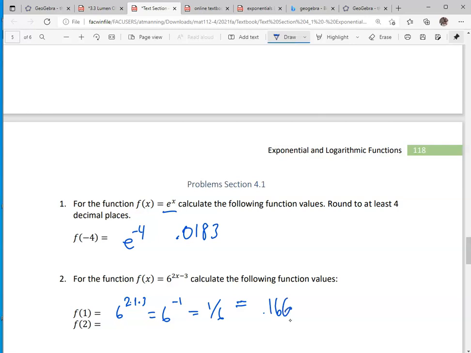0.166, and to designate 66 going on forever, you just put a little line over that. If I want to round it to 4 decimal places, then I would do 0.1667. This would be my 4th decimal place. 66 rounds up to 7. So 4 decimal places would be that. f of 2, oh, not too bad. 6 to the 2 times 2 minus 3, or 6 to the 4 minus 3, or 6 to the first power equals 6. Oh, easy one.